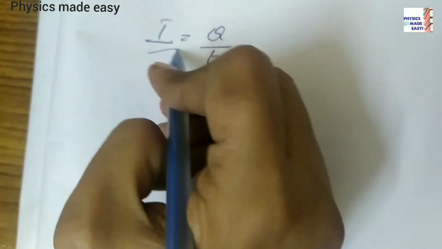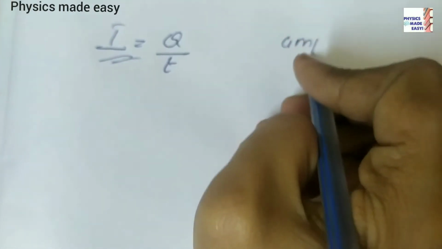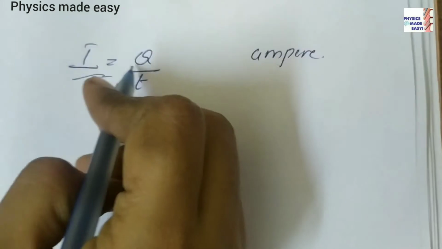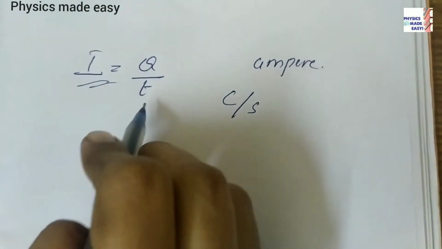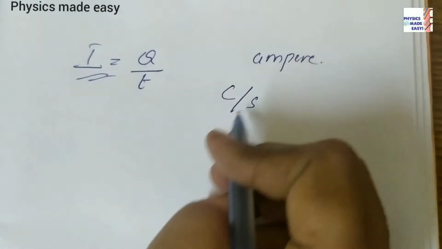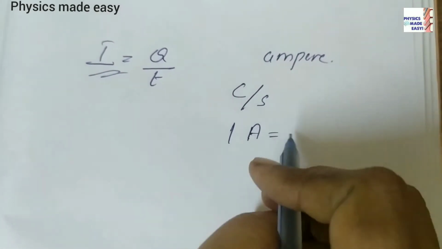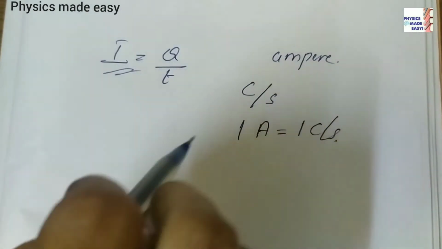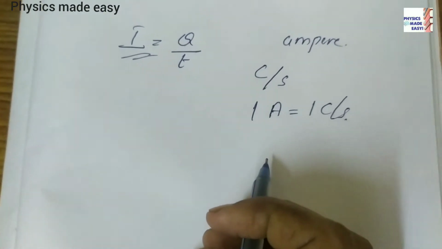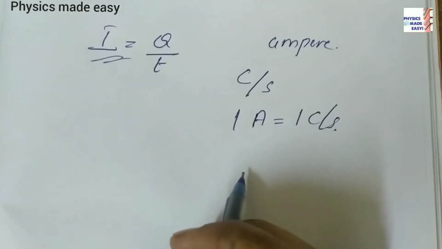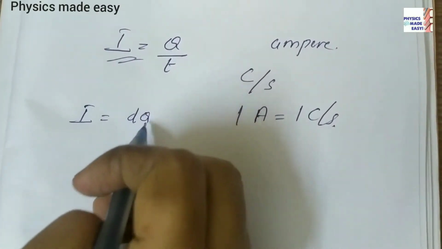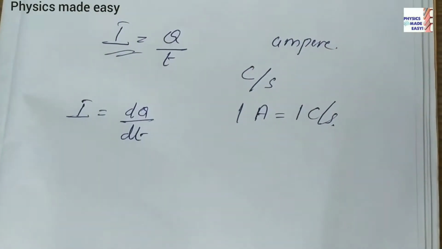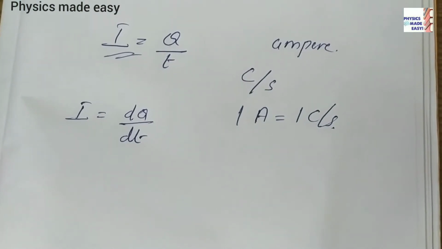What is the unit of this current? You know ampere is the unit of current. Then coulomb is the unit of charge and second is the unit of time. So we can write coulomb per second also. We can write that as 1 ampere is equal to 1 coulomb per second. Then children, if the rate of flow of charge varies with time, then we can write this current as dq divided by dt. I is equal to dq by dt.